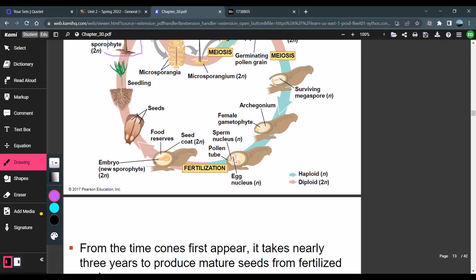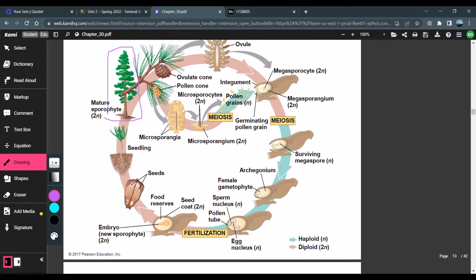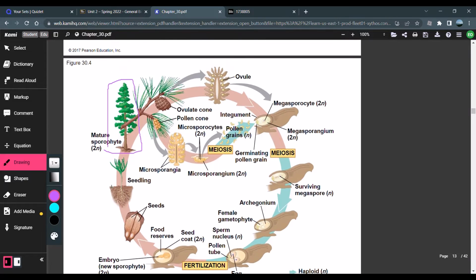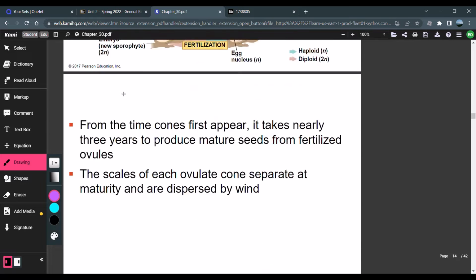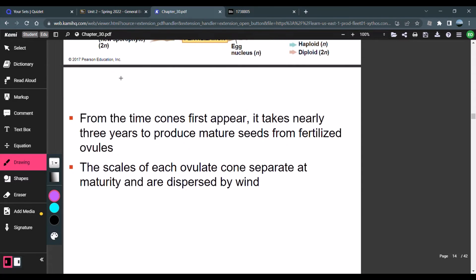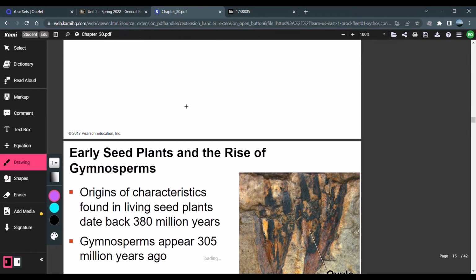Fertilization occurs, there's an embryo, or a new sporophyte, there's a food reserve, the seed coat, and the seeds emerge. So there's one seed, two seeds. And then you just plant the seed on the ground and it starts growing, and the cycle starts all over again. From the first time cones appear, it takes nearly 3 years to produce mature seeds from fertilized ovules. The scales of each ovulate cone separate at maturity and are dispersed by wind.